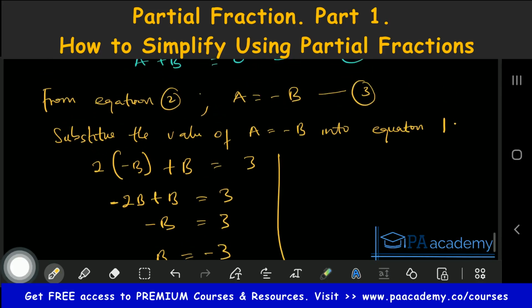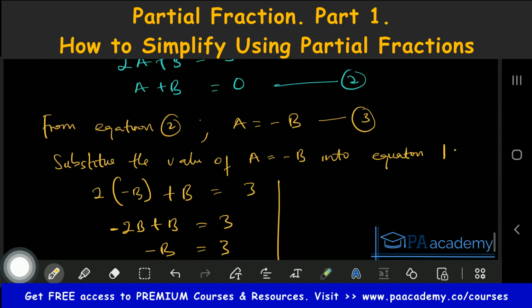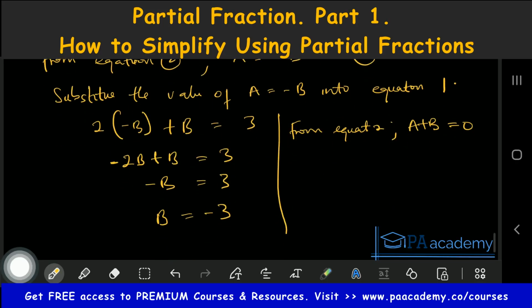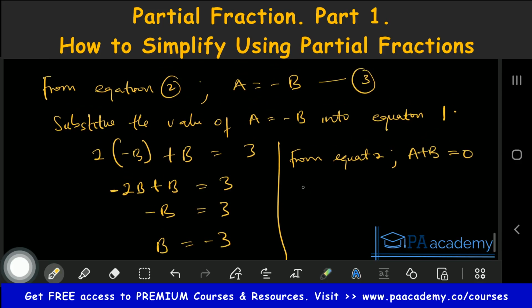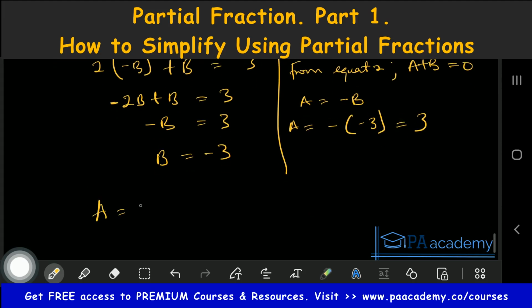Now we can use that to get a. Remember that from our equation 2, a + b = 0, so that means our a is equals to minus b. So with that, since we've got our b to be -3, our a will be minus into bracket -3, which is equals to 3. So we've gotten our a to be 3, and then we've gotten our b to be -3.